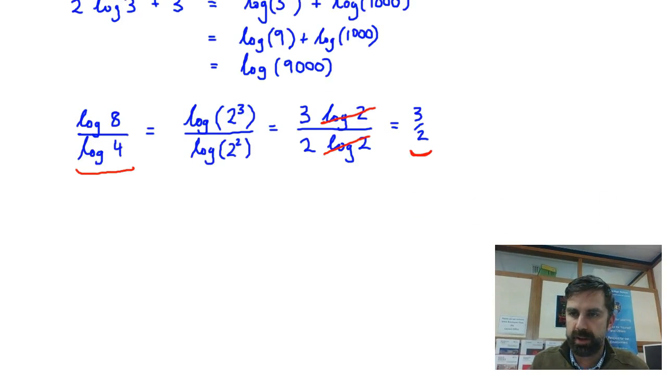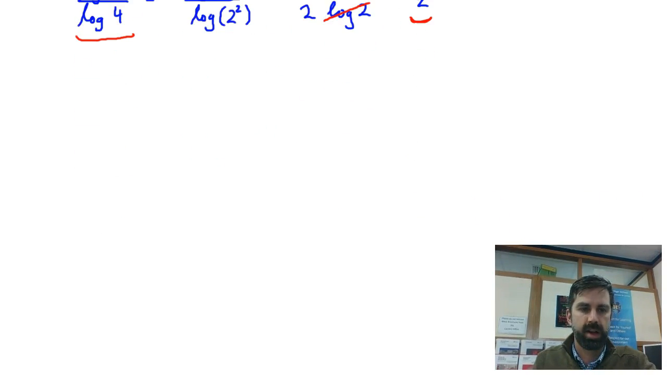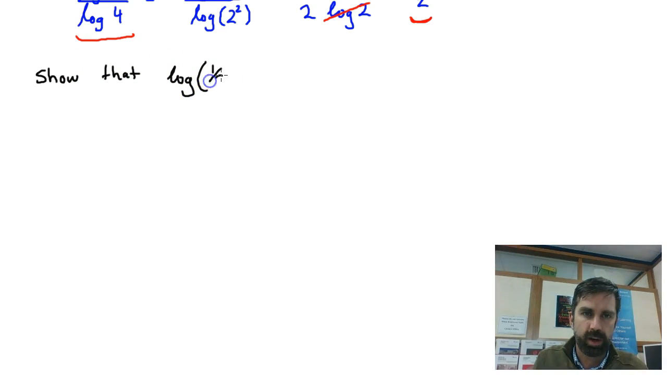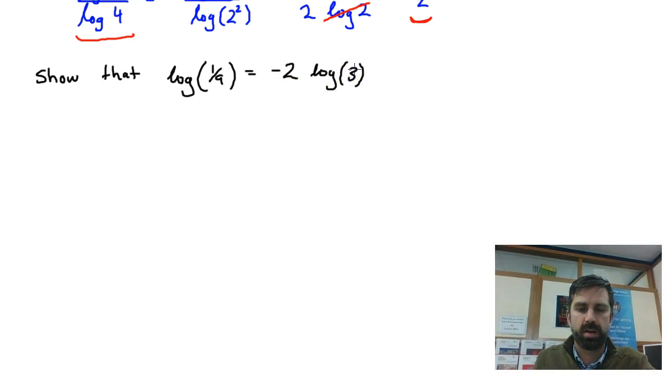The other types of questions that you might come across with this are if you have something like: show that log of 1 over 9 equals negative 2 log 3. Remember, if you ever get a problem where it says show that, what they're doing is they're giving you the answer and you need to supply the working out. So what we normally do is we start with the left-hand side or the right-hand side, doesn't really matter, and then we try and get that left-hand side to equal the right-hand side.